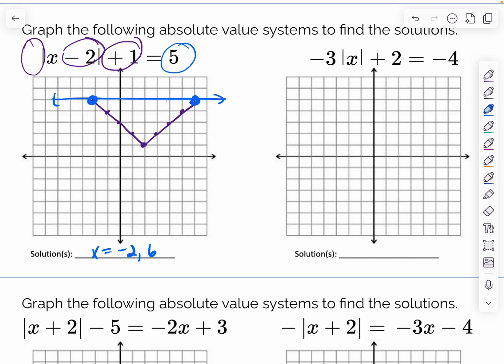Okay. Next one gets a little bit trickier because we do have a reflection. We have a stretch. We are not going left or right at all because there's nothing inside here. We are going up 2. So let's start with our vertex. We know that we're not moving left or right, but we're going up 2. So there's where we're going to start. Now in this case, because we do have a stretch and it's negative, we know that our graph is going to be reflected over the x-axis, but it's also going to get skinnier.